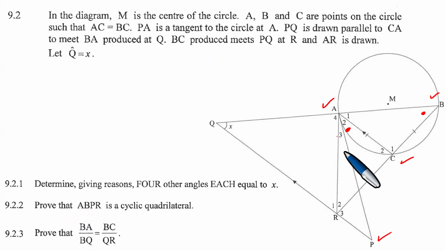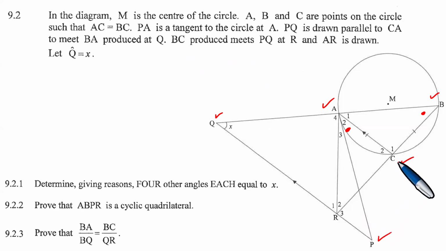So PA is a tangent to the circle at the point A. PQ is drawn parallel to CA. Here is P and here is Q. It is drawn parallel to CA, to meet BA produced at Q. Now, BC produced meets PQ at R.